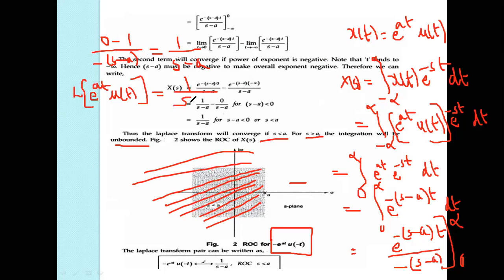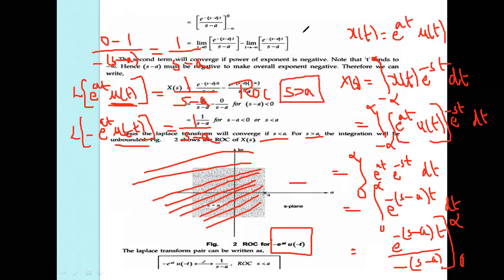Even the Laplace transformation of minus e power a t mu of minus t is also the same, 1 by s minus a. But what is the difference? The ROC is the difference. What is the ROC for this one? The ROC is greater than a. Why are we taking greater than? Because t varies from 0 to infinity. The region of convergence is greater than a.